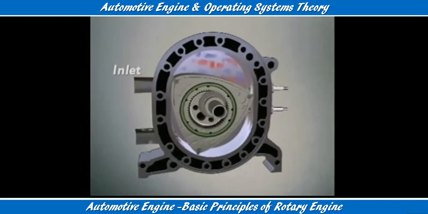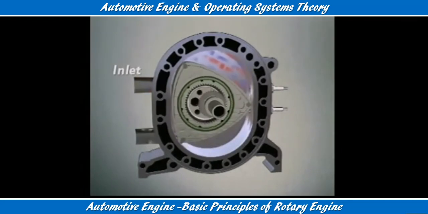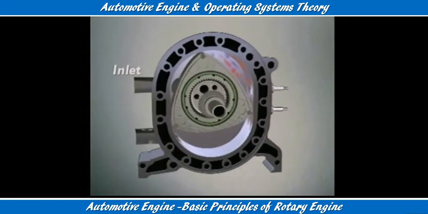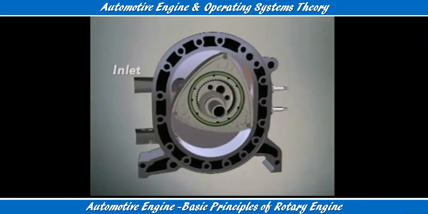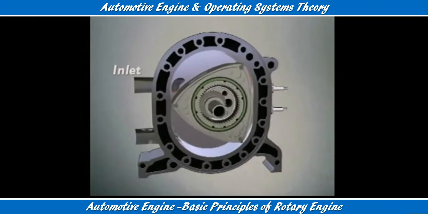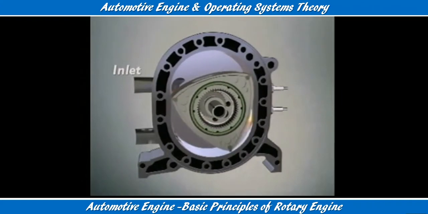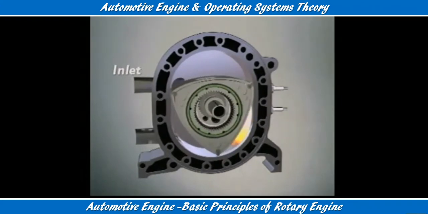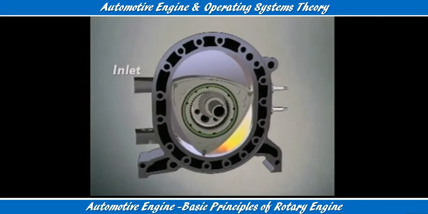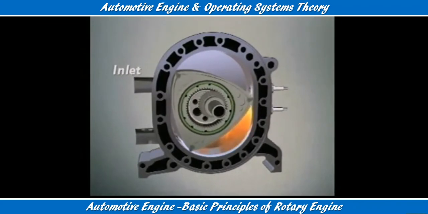The turning rotor then carries it around to the spark plugs. Along the way, the volume of the working chamber decreases and compresses the mixture. The mixture is ignited and combustion occurs. Expanding gases produce a power pulse, driving the rotor onward.